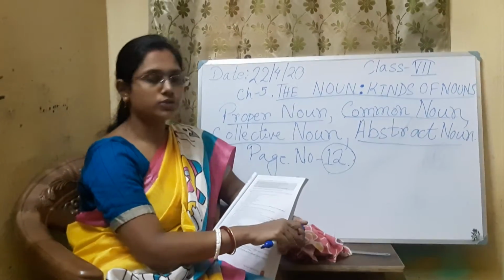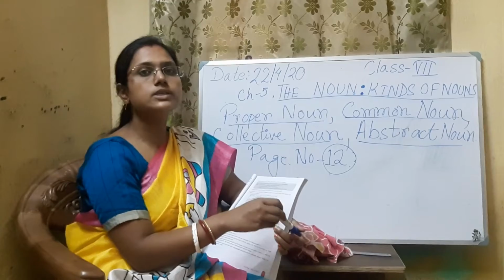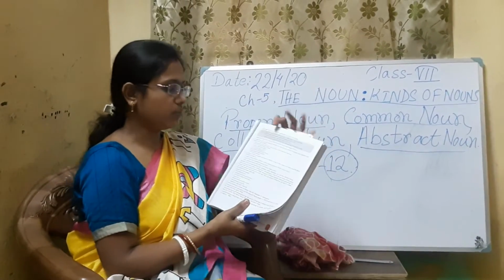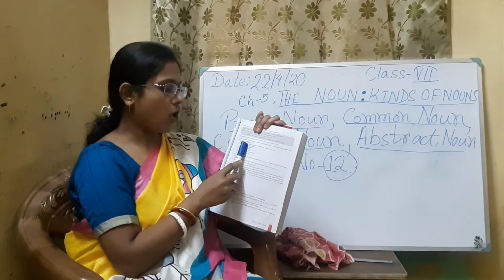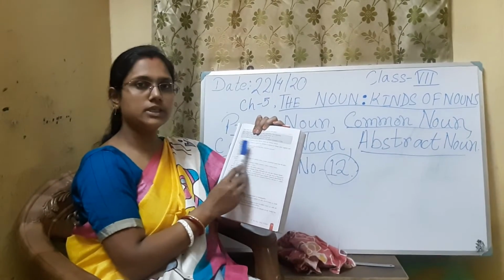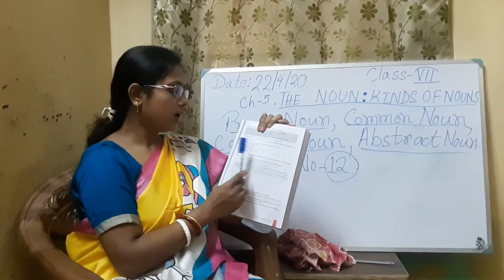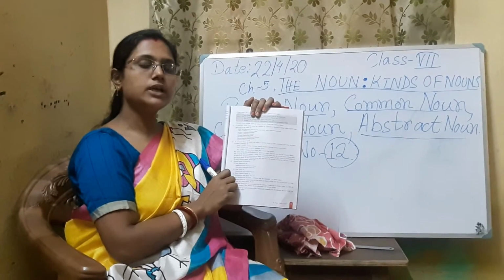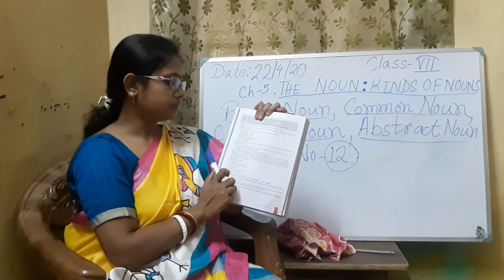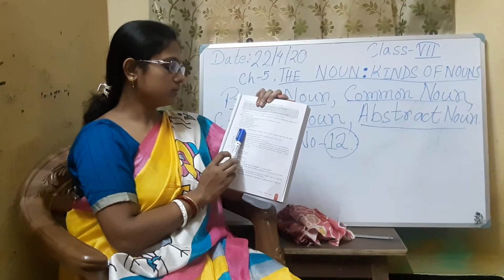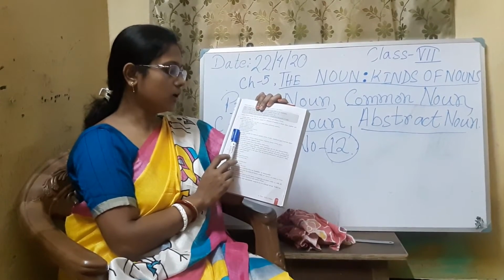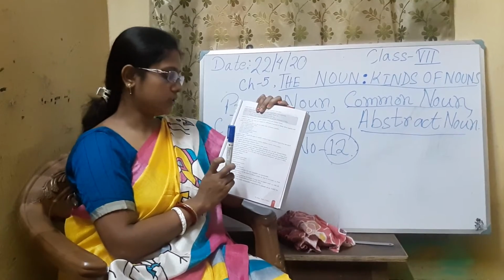Like crowd. You know what is crowd? Crowd is the collection of people. Mob is also a collection of people. Then team, flock, herd, army, fleet, jury, family, nation, parliament, committee. These are all collective nouns. You know what is army? Army is a collection of soldiers. Collection of soldiers is called army. Then jury, a collection of judges. Then a herd of cattle. So these are all collective nouns.